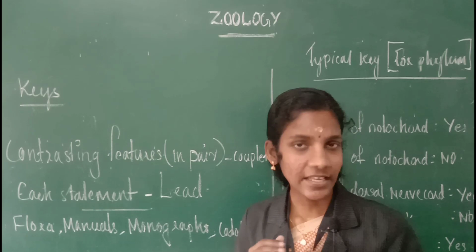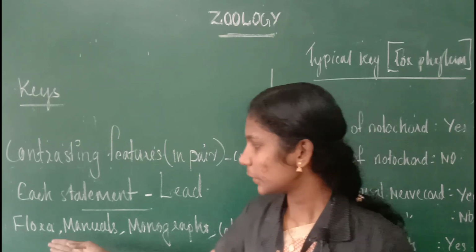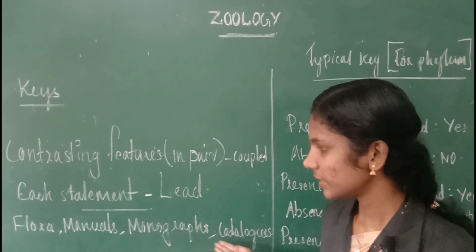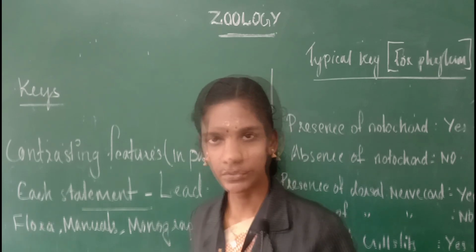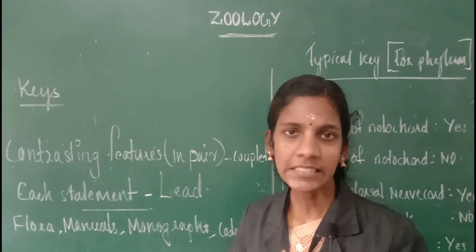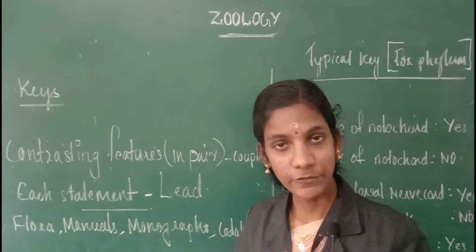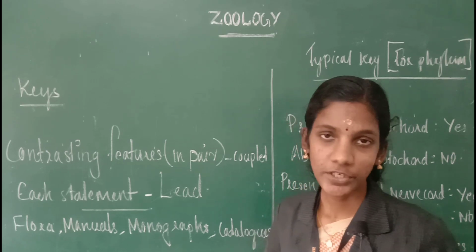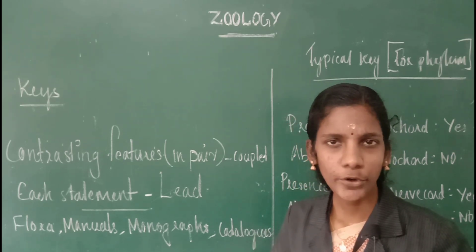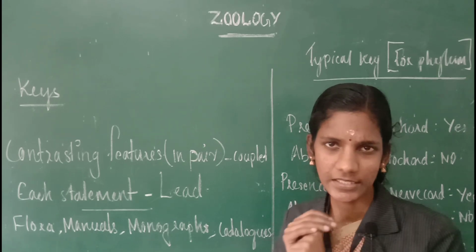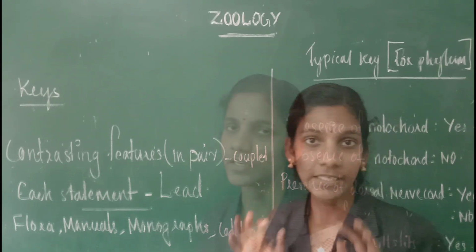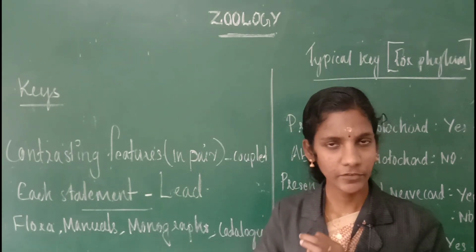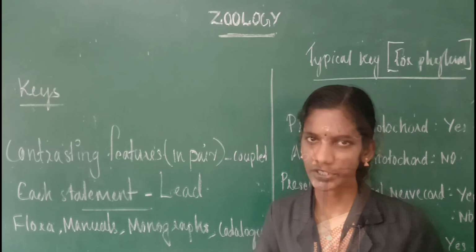Okay. In addition to key, there are some other taxonomical aids. They are flora, manuals, monographs and catalogues. I'll tell you about each one with a short description. Flora will give a complete account of the habitat as well as distribution of various plant species located in an area. Manuals will provide complete information necessary for the identification of the names of different species.